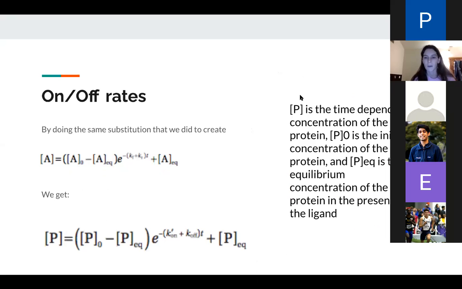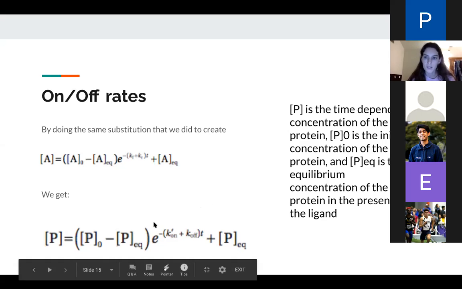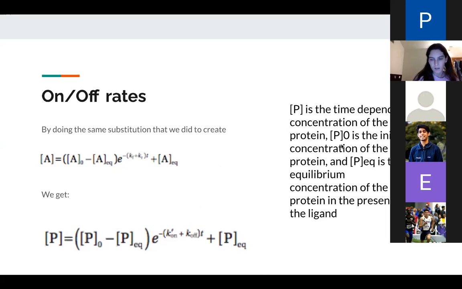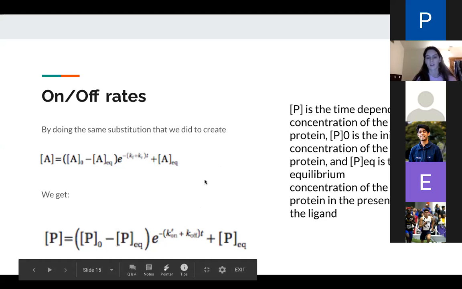And so P is the time-dependent concentration of the free protein. P naught is the initial concentration of the free protein, and P at equilibrium is the equilibrium concentration of the free protein when there's ligand present. And you can see it also includes the k_on and k_off.